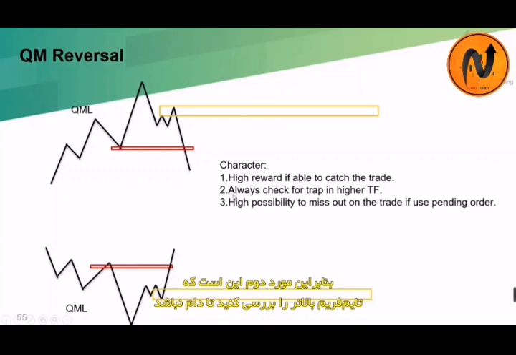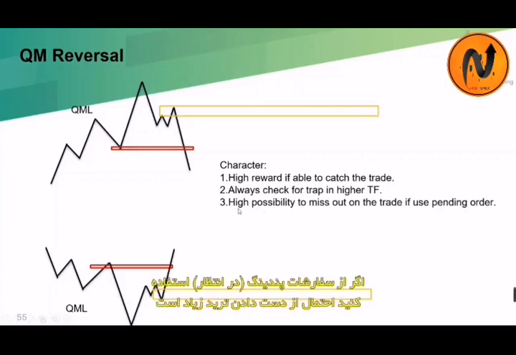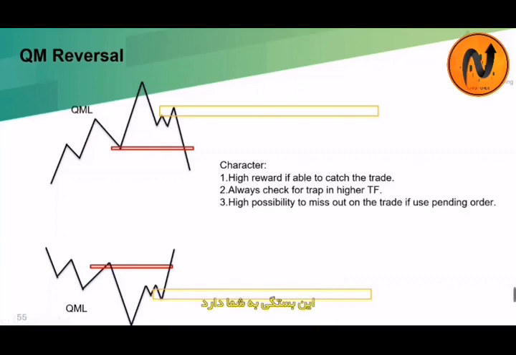So the second character is that always check for a trap in the high time frame. Always go for a trap. There is a possibility this reversal might be a part of a diamond setup. I'm going to explain the diamond setup at other times. The third character is that there's a high possibility to miss out on the trade if you use a pending order. A lot of people will ask me, should I use a pending order or should I use a direct order, a direct trade? It depends on you.